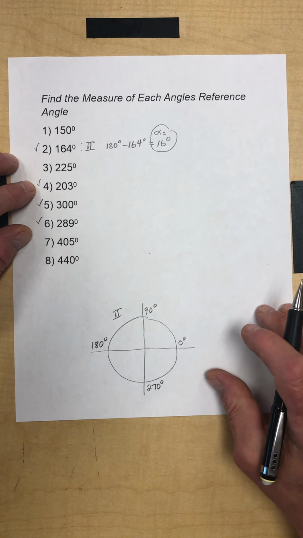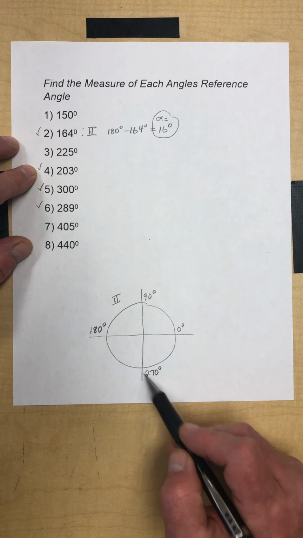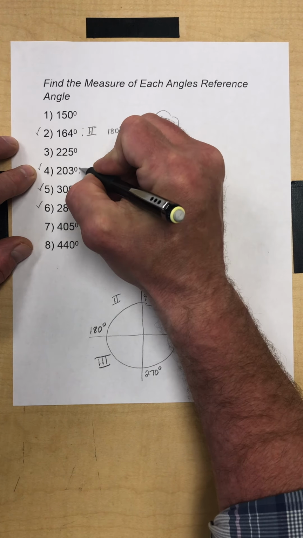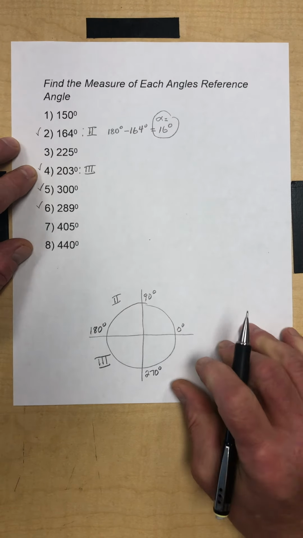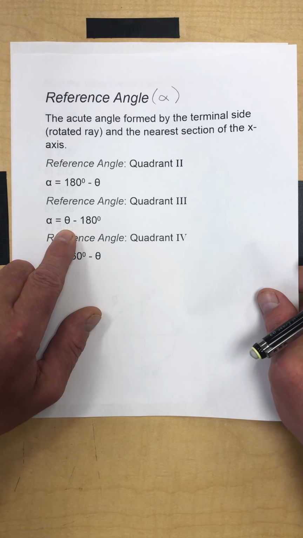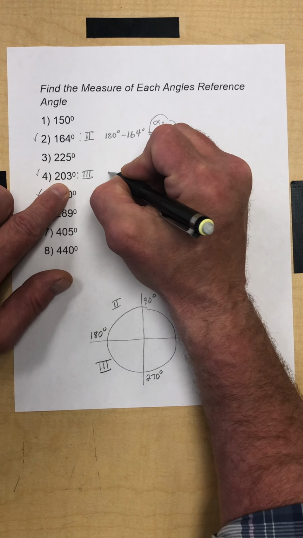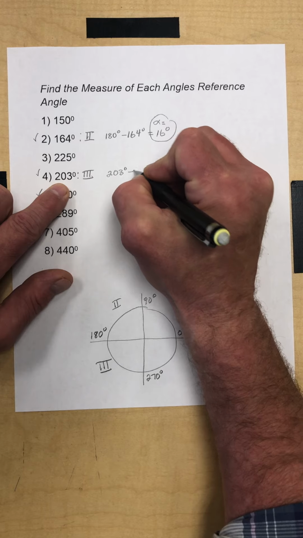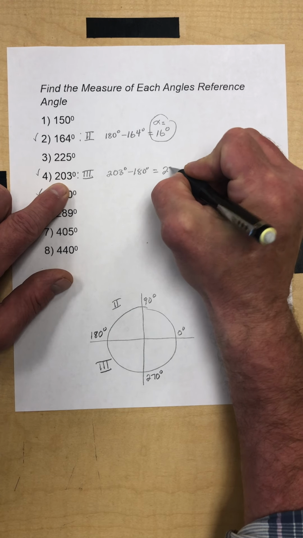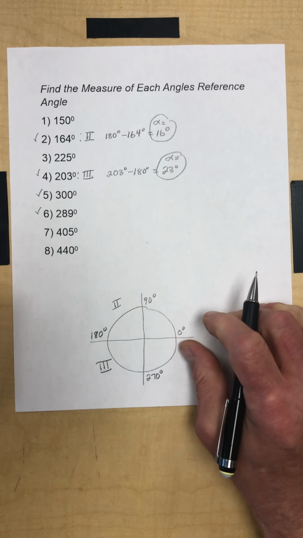Okay, here we're at 203 degrees. That's past the 180, but we haven't hit 270, so it's down here in quadrant 3. And we ask, what are our rules for quadrant 3? Quadrant 3 says you go the angle of rotation, our theta, minus 180. So we would go 203 minus 180. So we're going to get 23 degrees. So 23 degrees would be my alpha, my reference angle.